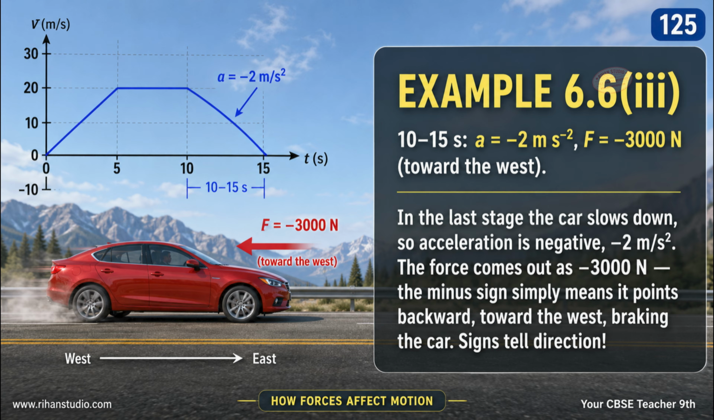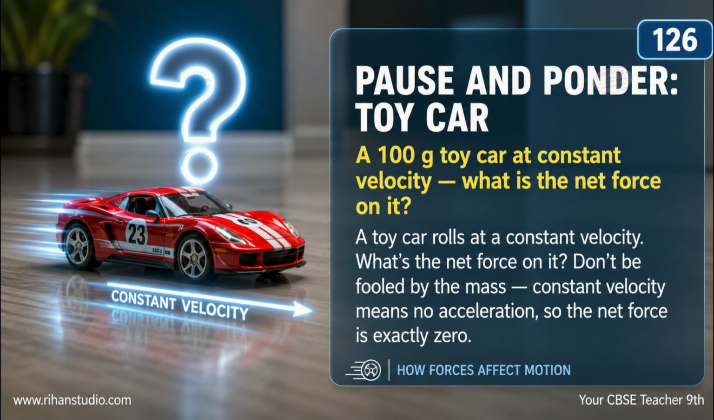Example 6.6, Part 3. In the last stage, the car slows down, so acceleration is negative, minus 2 meters per second squared. The force comes out as minus 3,000 newtons. The minus sign simply means it points backward, toward the west, braking the car. Signs tell direction.